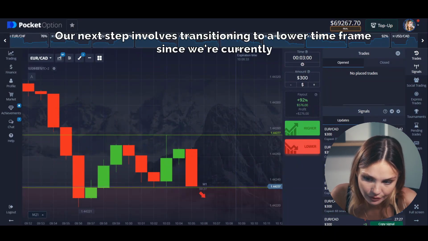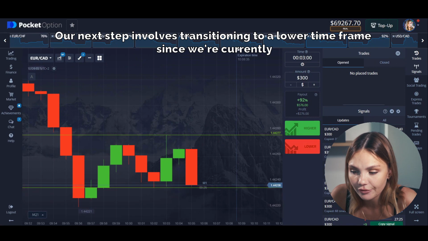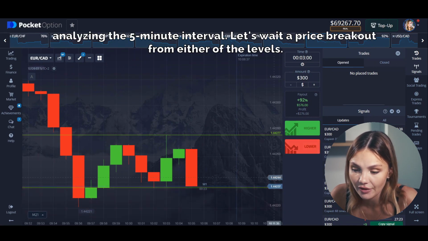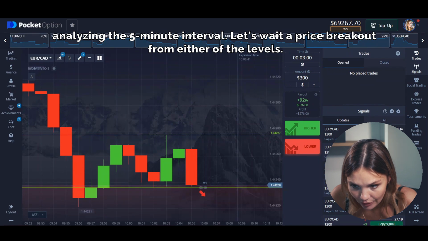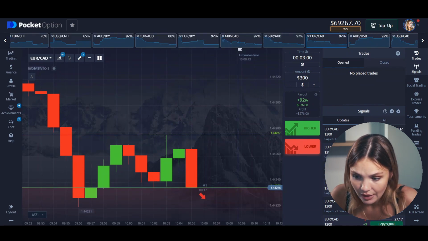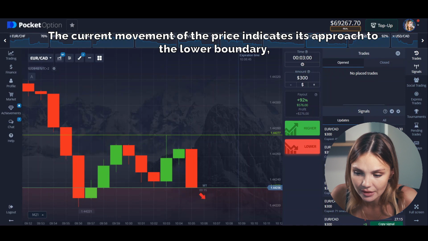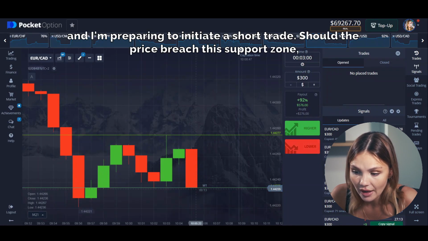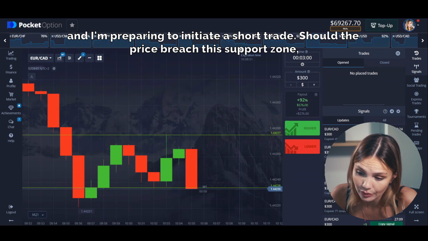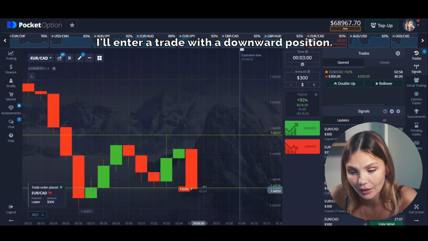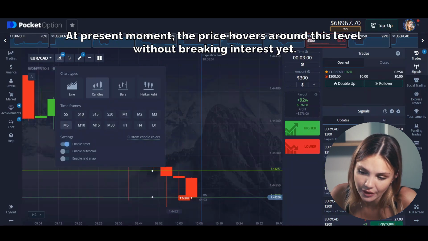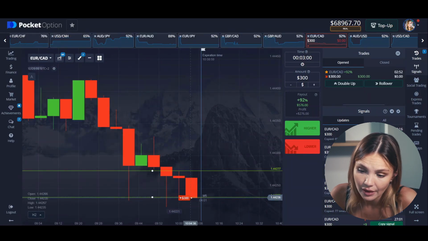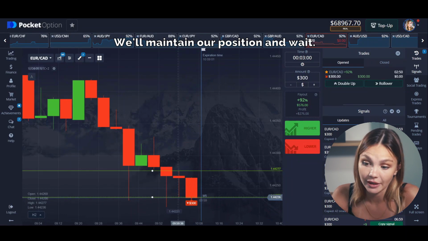Our next step involves transitioning to a lower time frame since we're currently analyzing the 5-minute interval. Let's wait for a price breakout from either of the levels. The current movement of the price indicates its approach to the lower boundary, and I'm preparing to initiate a short trade. Should the price breach this support zone, I'll enter a trade with a downward position. At present, the price hovers around this level without breaking it just yet. We'll maintain our position and wait.